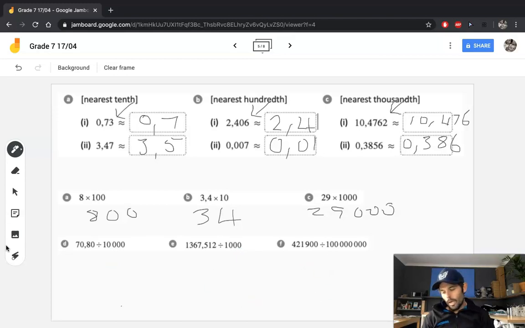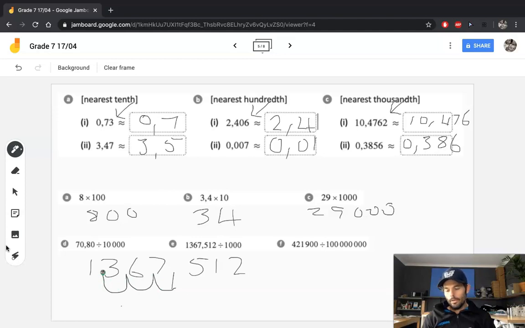1,367,512. Okay, we know that 1,000 is 10 to the power of 3, 10 times 10 times 10, 3 times. So therefore this number, 1,367,512, must get 3 places smaller, and that would be 1, 2, 3.